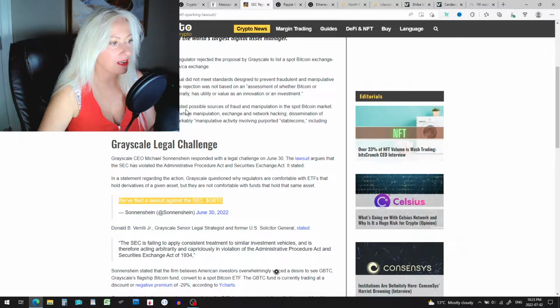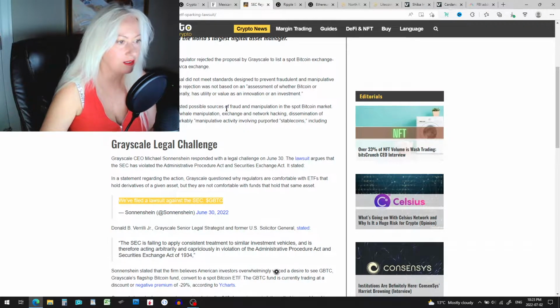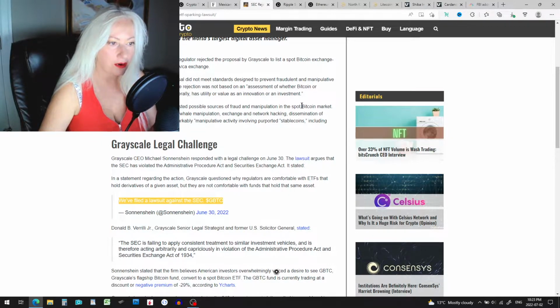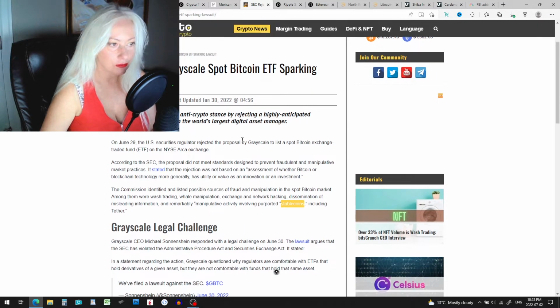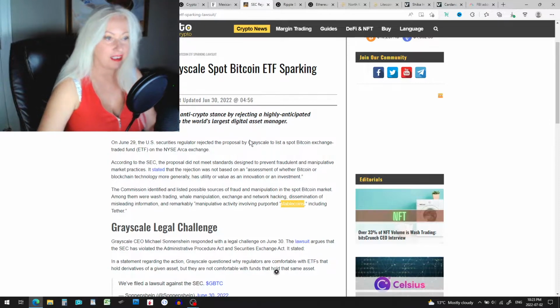There we go. The commission identified and listed possible sources of fraud and manipulation in the spot Bitcoin market. Among them were wash trading, whale manipulation. You think there's no whale manipulation in the stock market? Oh my gosh. Exchange and network hacking. Misleading information and manipulative activity involving proposed stablecoins, including Tether. All right. So that's the SEC's argument for why there is no spot Bitcoin ETF yet in the United States of America.